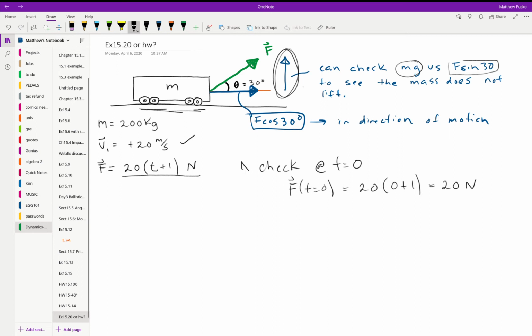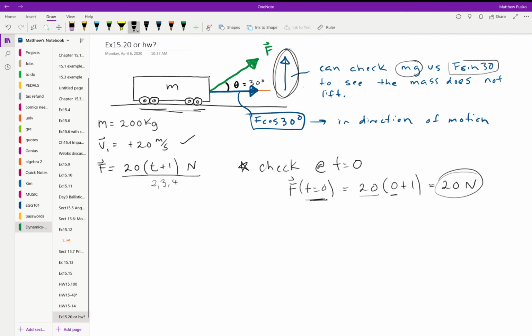Something else that you should do anytime you see a function of time or position is see what happens at time equal to 0 or x equal to 0. In this case, putting in 0 for time gives me 20 times 0 plus 1. So at the instant we're considering this motion, there is 20 newtons being applied, and as time goes on, this becomes 2 and then 3 and then 4 and so on. It is going to be a greater and greater force.